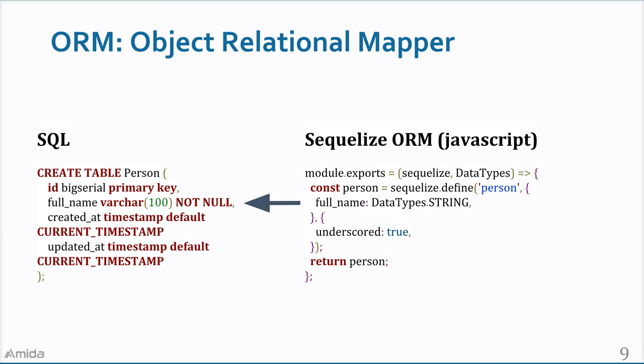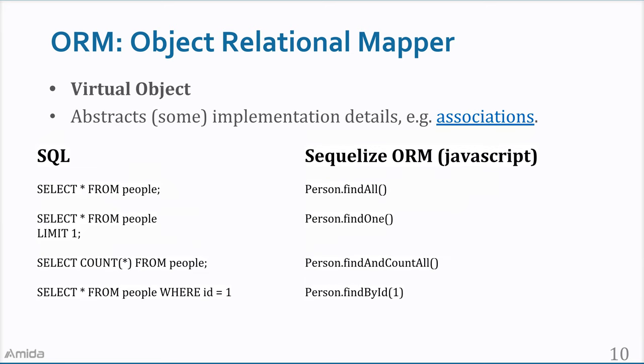So the two big things an ORM gives you are a virtual object and some abstractions. When I say a virtual object, people is a table. And if I wanted to select star from people, that would be Person.findAll. Person being the model, findAll being a query run on that model. And here are some other pretty common ones.